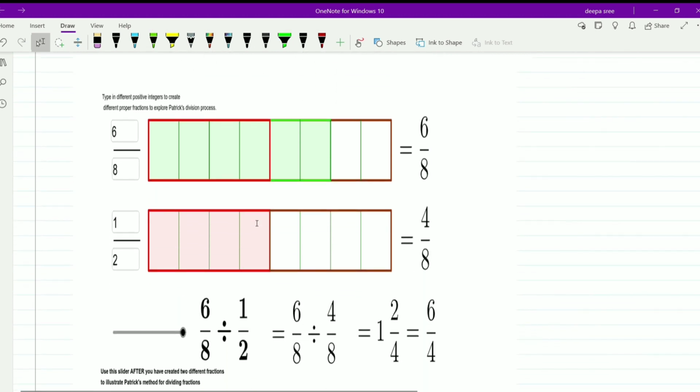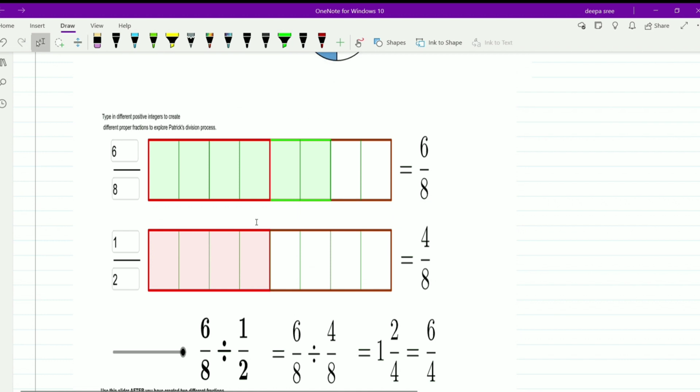Here the first fraction is 6 by 8. One rectangular grid is given here. There are 8 equal divisions: 1, 2, 3, 4, 5, 6, 7, 8. Out of that, 1, 2, 3, 4, 5, 6 parts we shaded. So the fraction represented is 6 by 8.